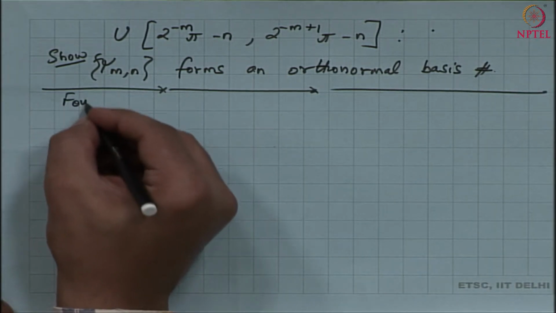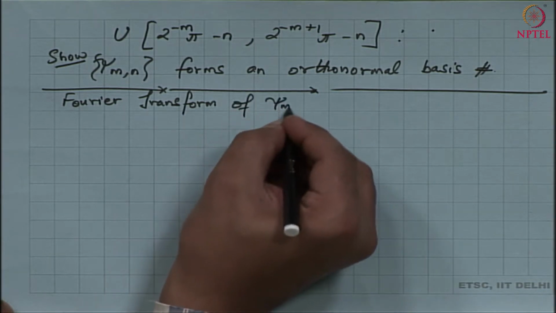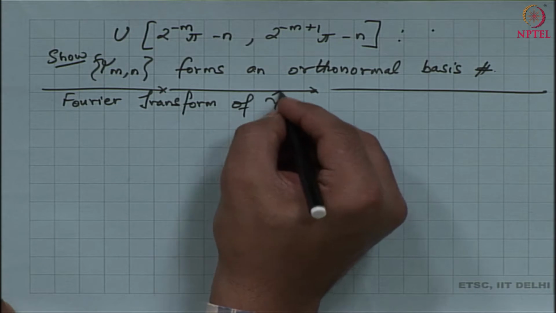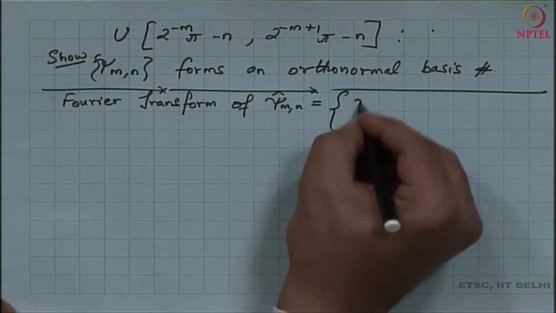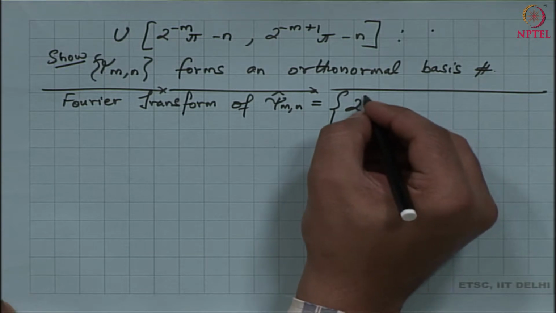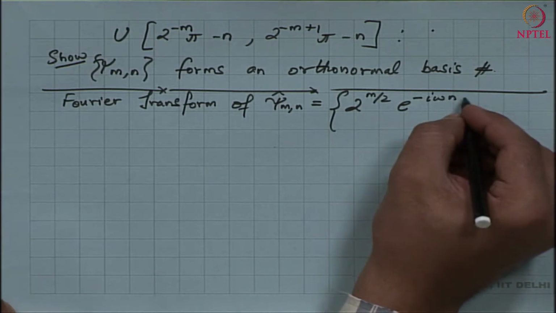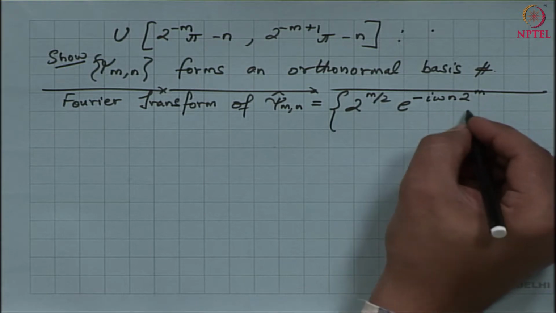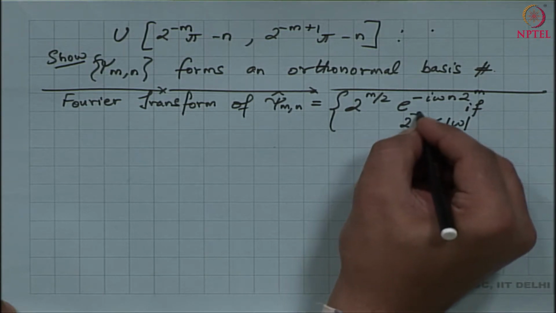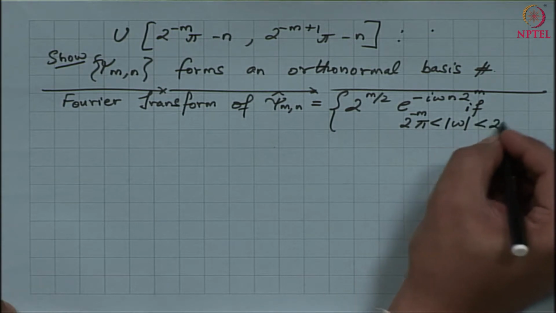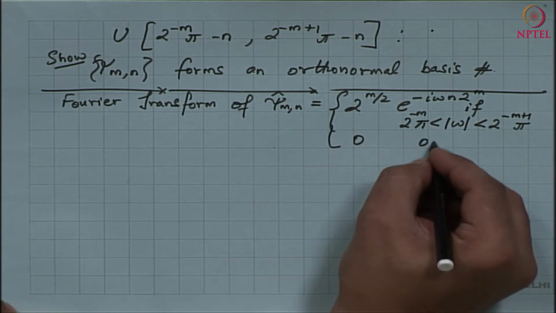Let us look at the Fourier transform of psi m n, let us say psi m n hat. I can easily calculate the Fourier transform to see that this is 2 to the power m by 2 times e to the power negative i omega n 2 to the power m, if I am given that my omega lies in the range 2 to the power negative m pi to 2 to the power negative m plus 1 pi. Otherwise it is 0.